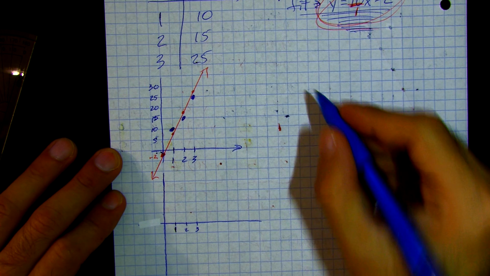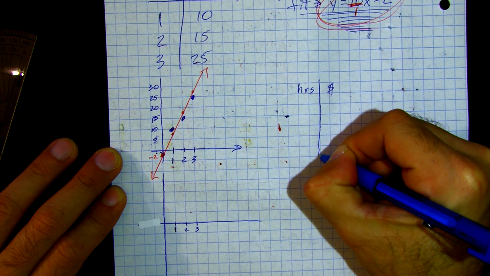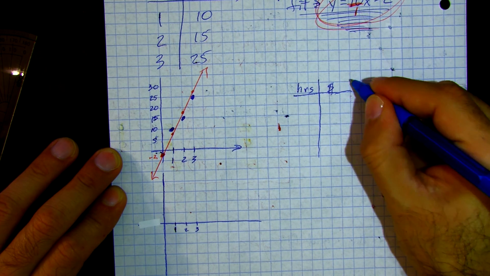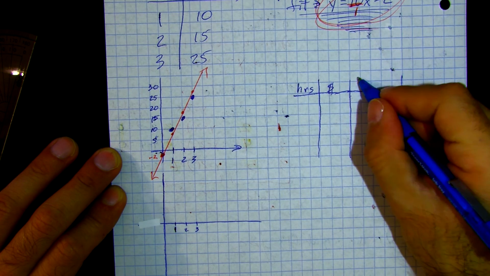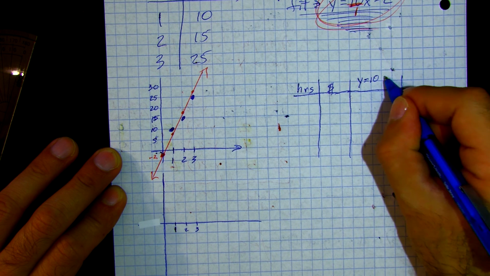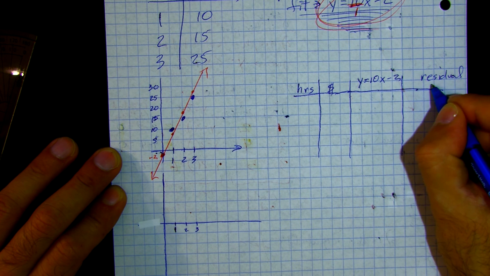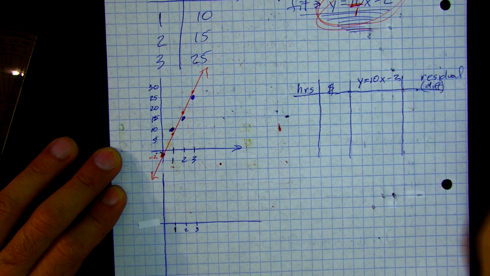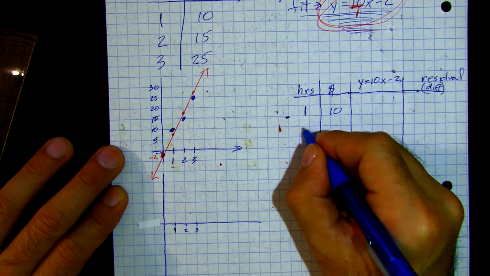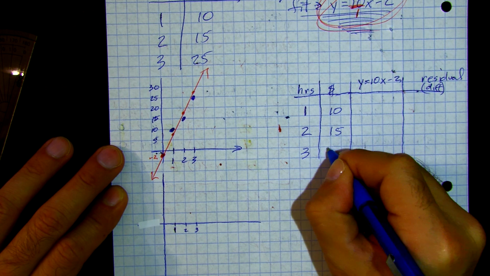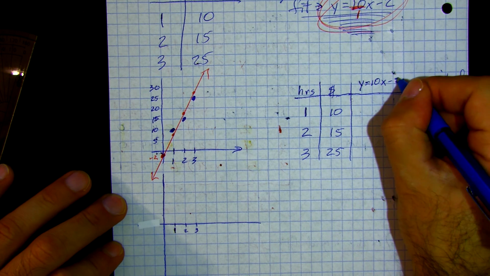Okay, so we're going to make our table. We have hours, we have money. That's what we were given. And then we're going to have our equation, which is our best fit line. And then we're going to have our residual, which is just the difference between those two. Okay. So let's put in what we know. I know at hour 1, $10. At hour 2, we had $15. At hour 3, we had $25. That's a 2 right there. It's a 2.